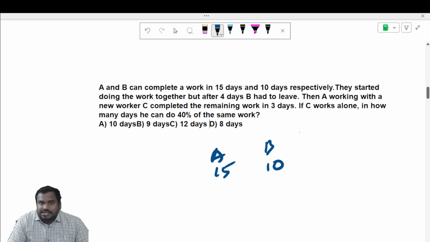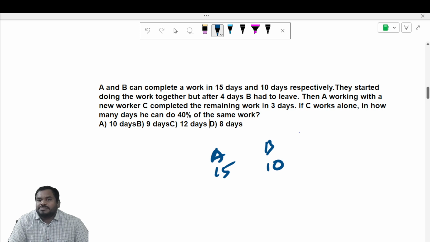So they started doing the work together. After 4 days we had to leave because he completed the remaining work. Okay, so using this information, take the LCM of these two, taking the larger number.